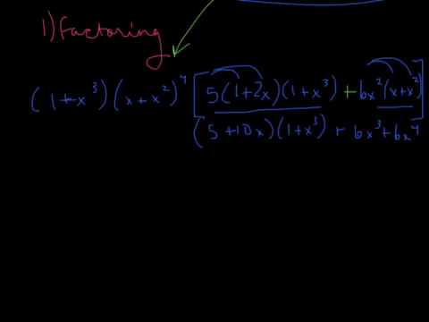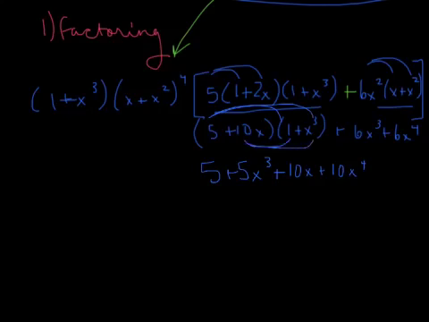Now I've got to multiply 5 plus 5x cubed plus 10x plus 10x to the fourth. That's just your FOIL. 5 times 1, 5 times x cubed, 10x times 1 and 10x times that. Plus 6x cubed plus 6x to the fourth. Now all that is in brackets. Combine your like terms. What do I got? I got 2x to the fourths when I add those together.